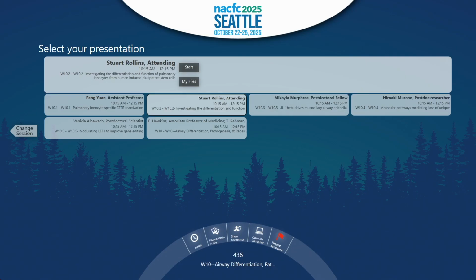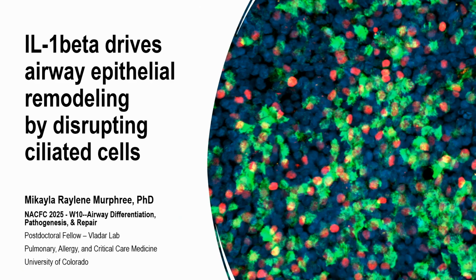Okay. Our next presenter is Michaela Murphy from University of Colorado. And she's going to talk to us about inflammation, IL-1 beta, and its effect on ciliated cell fate, ciliogenesis.